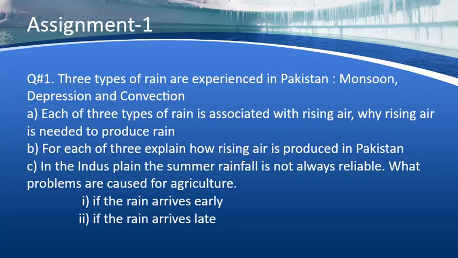In the Indus Plain, the summer rainfall is not always reliable. What problems are caused for agriculture? We recently discussed it. You can reply to it. If the rain arrives early, what will happen? And if the rain arrives late, what will be the consequences? You have to explain this answer.